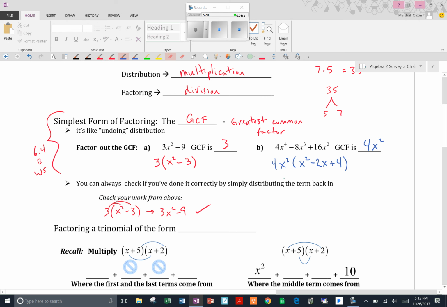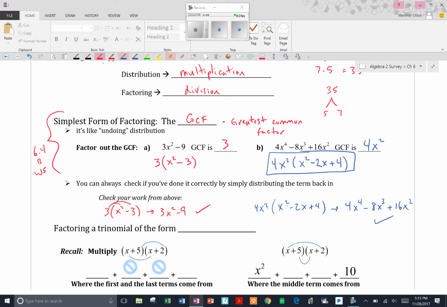And if I multiply that 4x squared into that x squared minus 2x plus 4, I would get 4x to the 4th, because remember you add your exponents, minus 8x cubed, and then plus 16x squared when I multiply that 4x squared in. So check, that did work out. That gave us the original problem. Now the answer to this problem, if it asks you to factor it, is what we have written right here. We were just checking our answers by multiplying it back in.